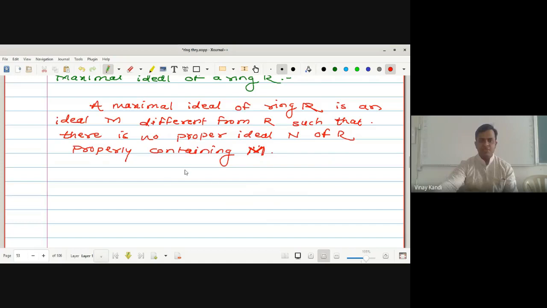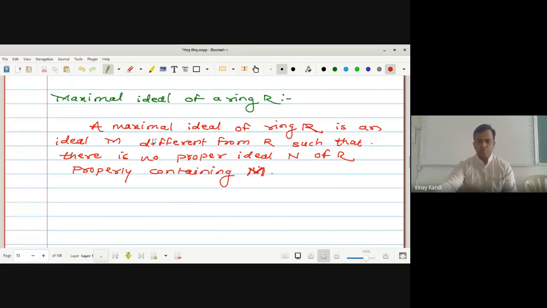So this is the definition of maximal ideal. A maximal ideal of a ring R is an ideal m different from R such that there is no proper ideal n of R properly containing m. म्हणजेच काय, m हा नॉट इक्वल टू आर पाहिजे आधी. ठीक आहे, different from R.